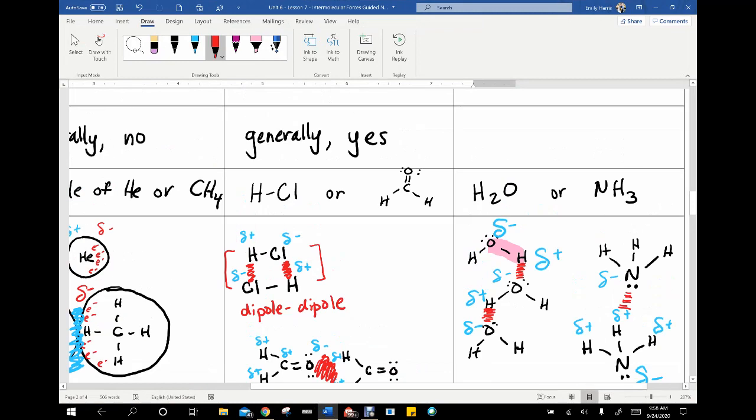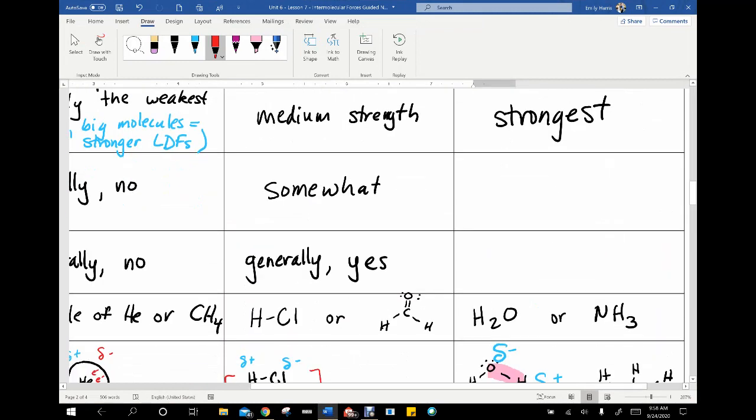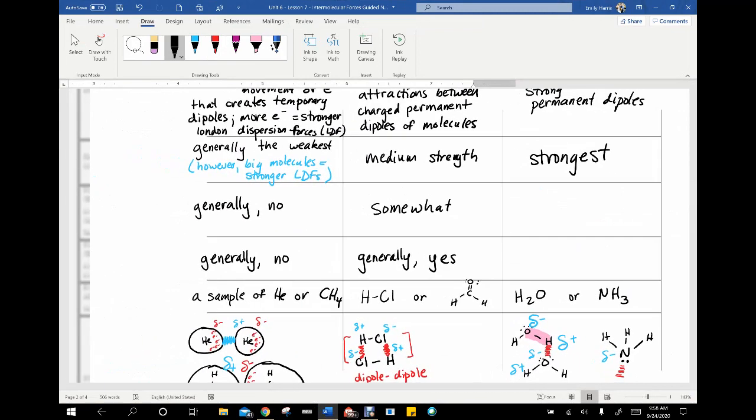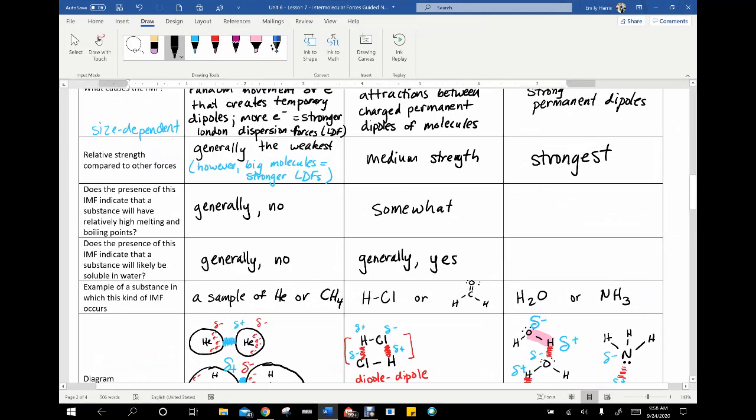Alright, so let's finish up our table. Y'all are doing great. I know this takes some time to get through, so hang in there. So the next question we encounter is, does the presence of this force often lead to high melting and high boiling points? And the answer here is yes.